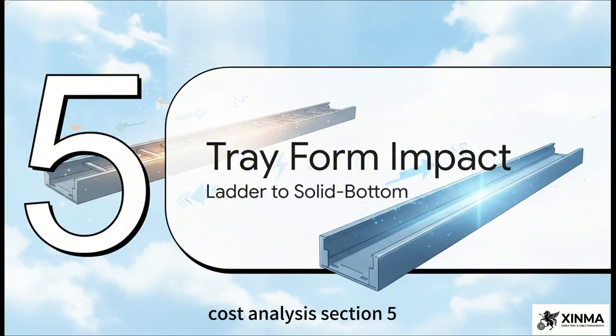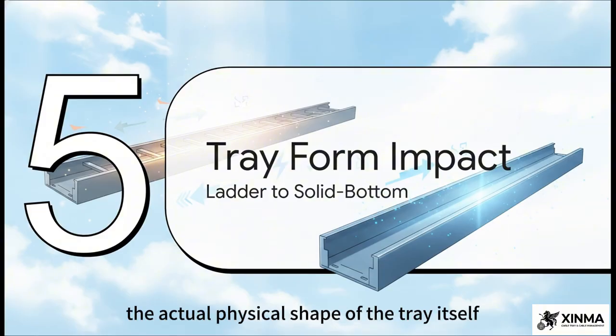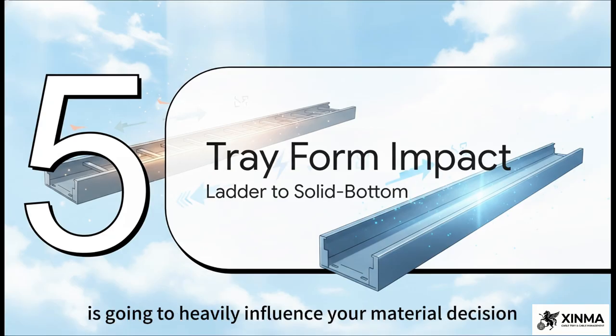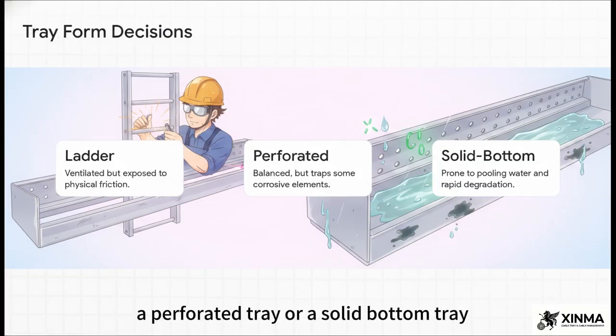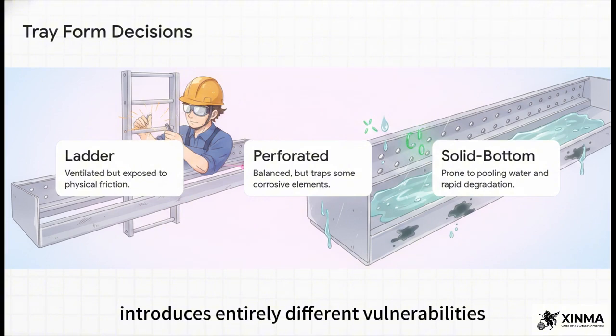Section 5. Impact of tray type. Beyond just the environment, the actual physical shape of the tray itself is going to heavily influence your material decision. Let's walk through how this evolves. You aren't just picking a material, you're picking a form. Whether you go with a ladder, a perforated tray, or a solid bottom tray, each shape introduces entirely different vulnerabilities.